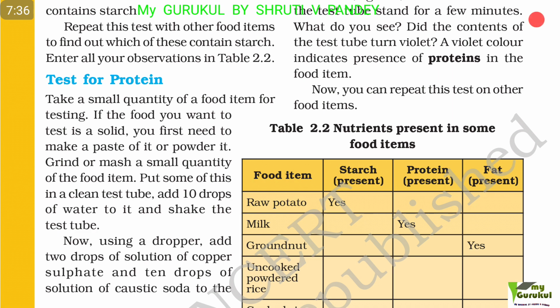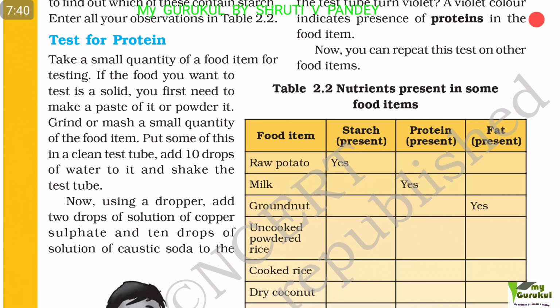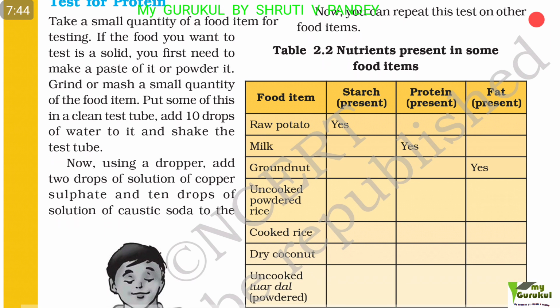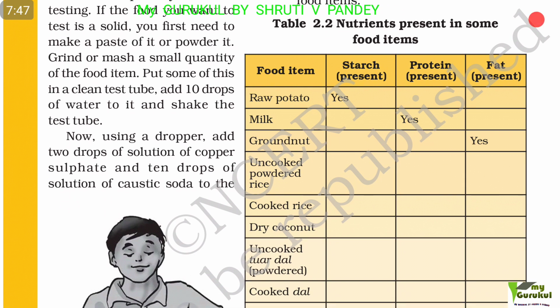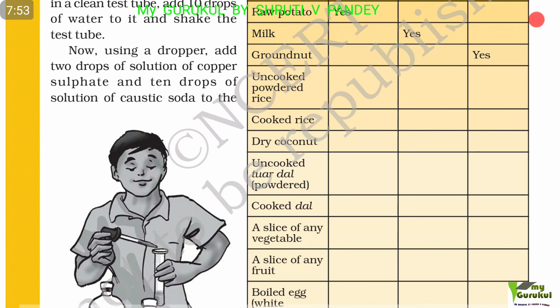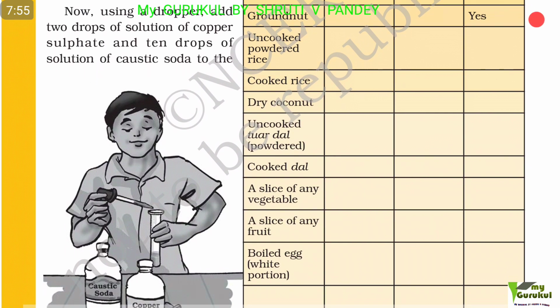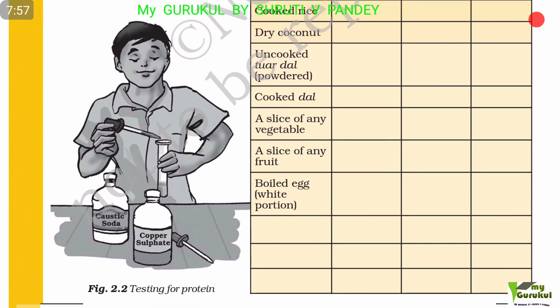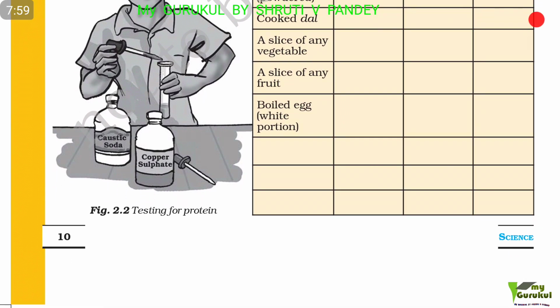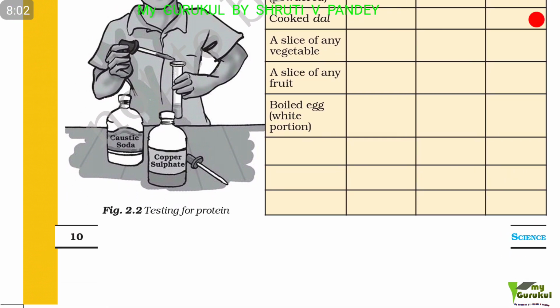Now you can repeat this test on another food item like raw potato, milk, groundnut, uncooked powdered rice, cooked rice, dry coconut, uncooked tur dal powdered and cooked dal, slice of any vegetable, slice of any fruit, boiled egg, white portion.